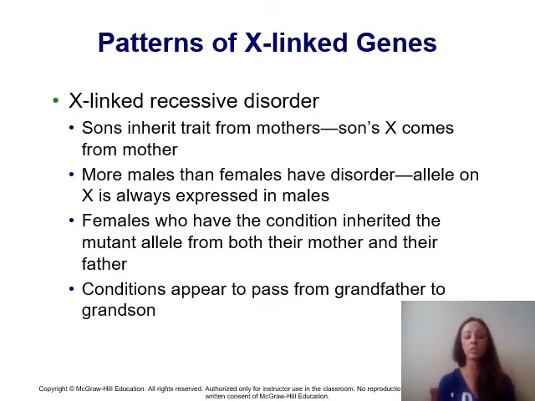So X-linked disorders show some patterns. Sons inherit traits from their mother, since the son's X chromosome comes from their mother. More males than females will have the disorder, as the allele on the X chromosome in males will always be expressed. Females who have the condition inherited the mutant allele from their mother, or from both their mother and their father. And then conditions appear to pass from grandfather to grandson.